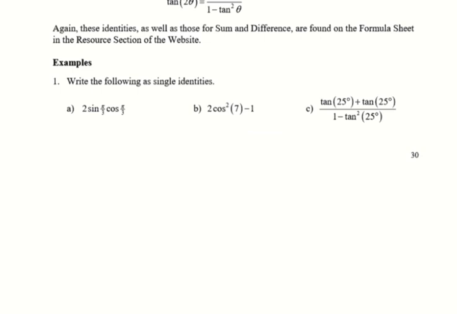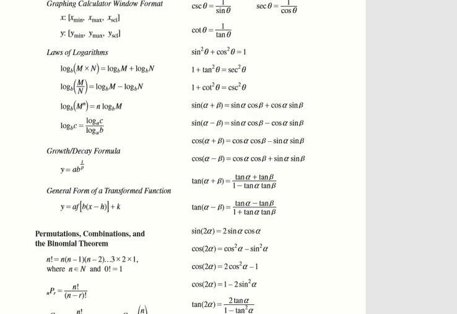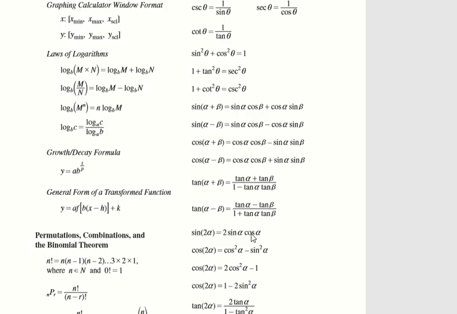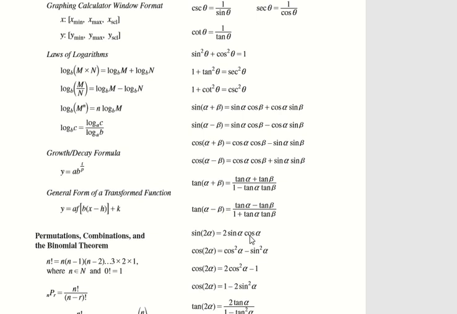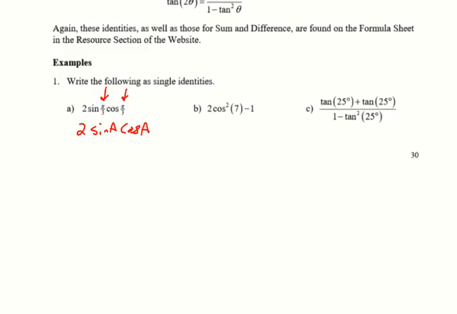All right, so I've got 2 sine pi over 3 and cos pi over 3. Well, that's the same thing as 2 sine a cos a. Looking at my formula sheet, 2 sine a cos a is equal to sine 2a. So I just need sine of 2 times the angle. So 2 pi over 3, 2 times the angle. Okay, that's the answer for that one.